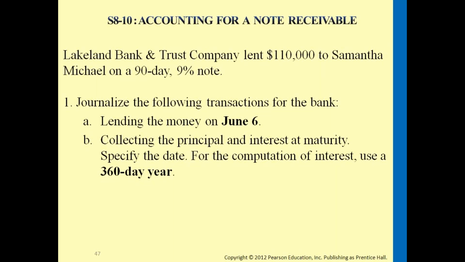So for this entry, since it's only a 90-day note, essentially 3 months, and it starts from June 6th, it's within the same accounting period. So we only have 2 entries, creating the note and collecting cash. There's no interest receivable entry.